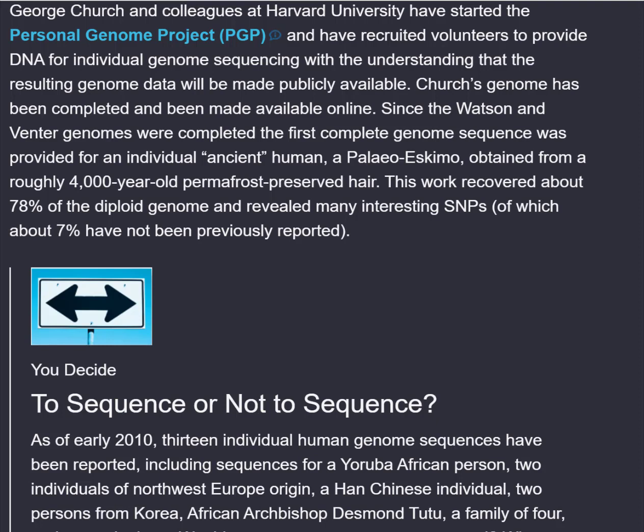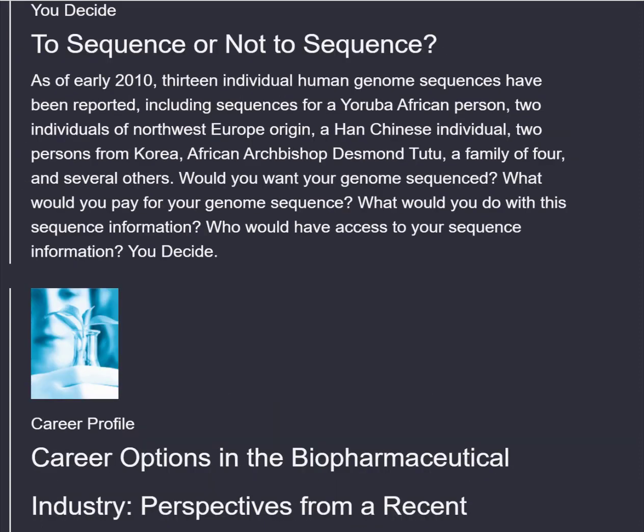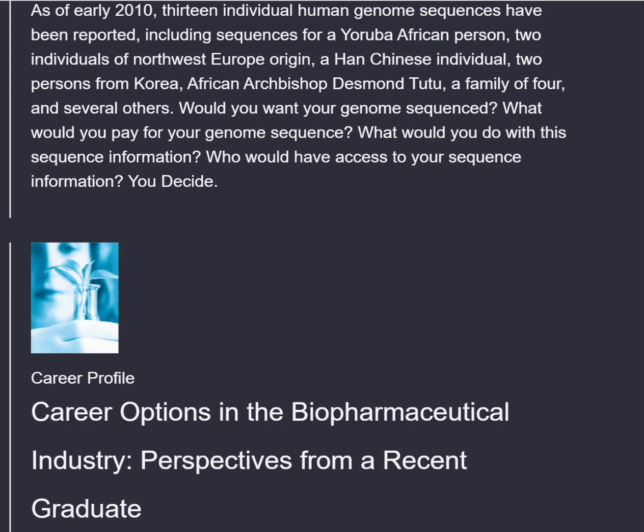Since the Watson and Venter genomes were completed, the first complete genome sequence was provided for an individual ancient human, a Paleo-Eskimo, obtained from a roughly 4,000-year-old permafrost-preserved hair. This work recovered about 78% of the diploid genome and revealed many interesting SNPs, of which about 7% have not been previously reported. You decide to sequence or not to sequence.